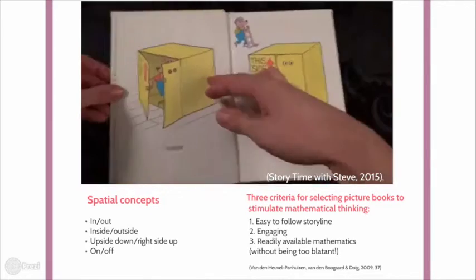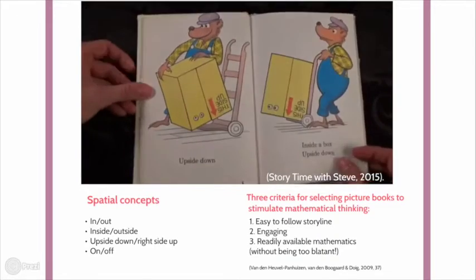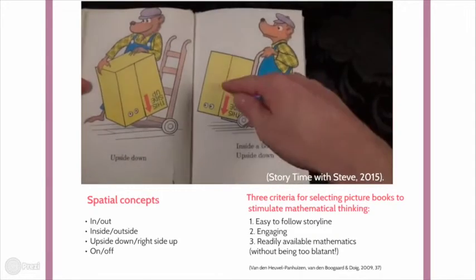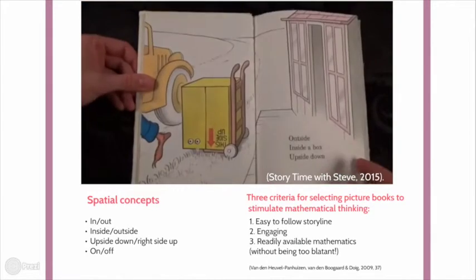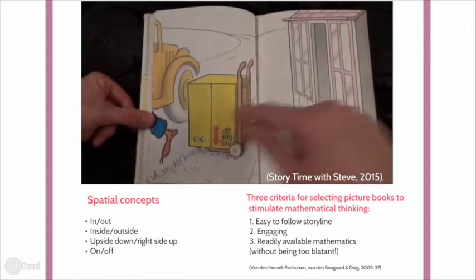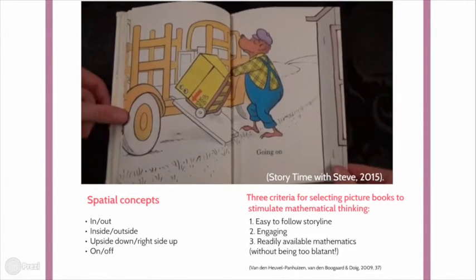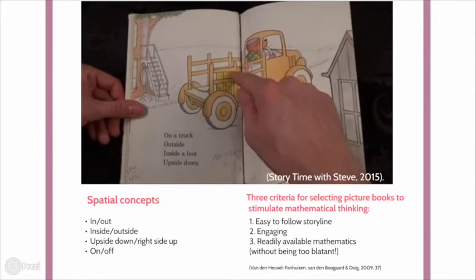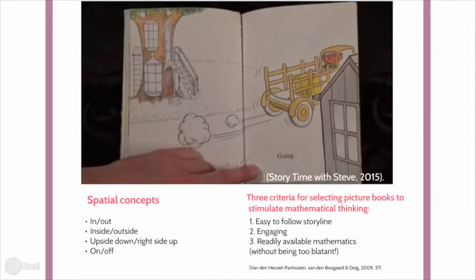Some pages only have a few words and rely on the illustrations to tell the story. The repetition of the key words of spatial concepts and the simplicity of the story is ideal for helping children in their very early years become familiar with the sounds and structure of the words. Inside, Outside and Upside Down satisfies the 3 criteria for selecting picture books for mathematical thinking: a good storyline, engaging content, and readily available mathematics without being too blatant.